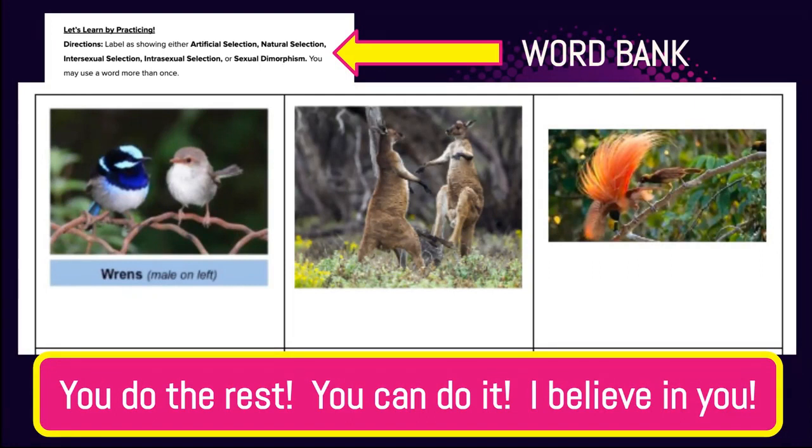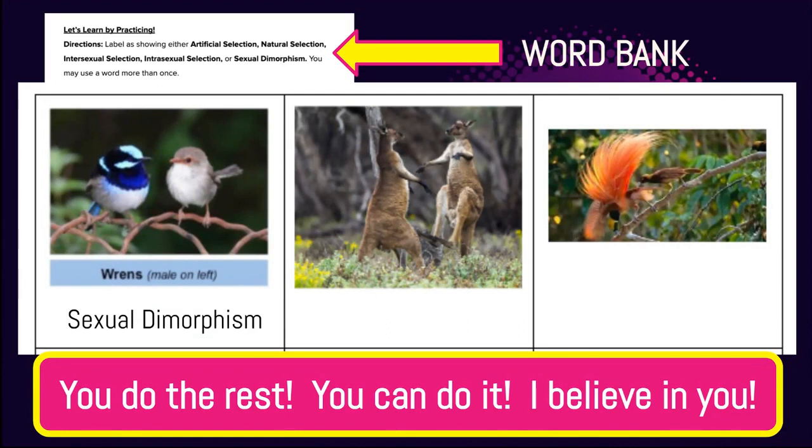In this first image, I have two wrens, and I have one that has been identified. The male is on the left. The female is very different from the male. What do we think is going to be this vocab word that best describes this, where we have two of the same species, but they look very different? It's going to be sexual dimorphism.